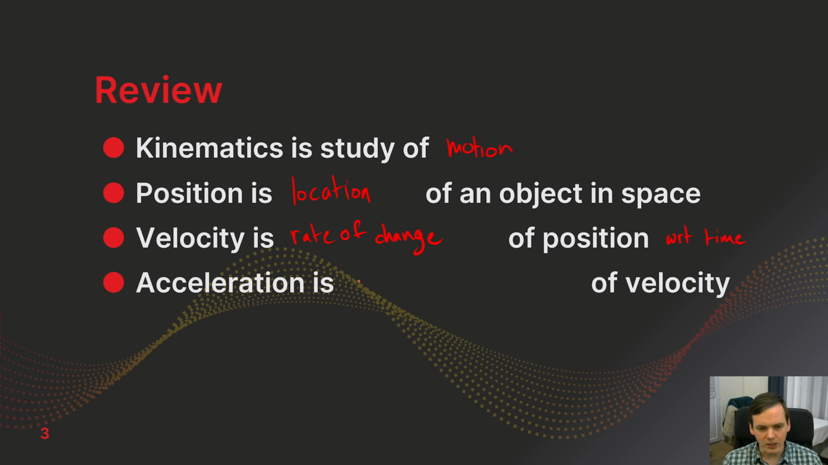And then acceleration is the rate of change of velocity, again, with respect to time. And positive and negative acceleration indicates direction. It doesn't necessarily mean speeding up or slowing down. And we'll talk a bit more about that as we get further into this video.